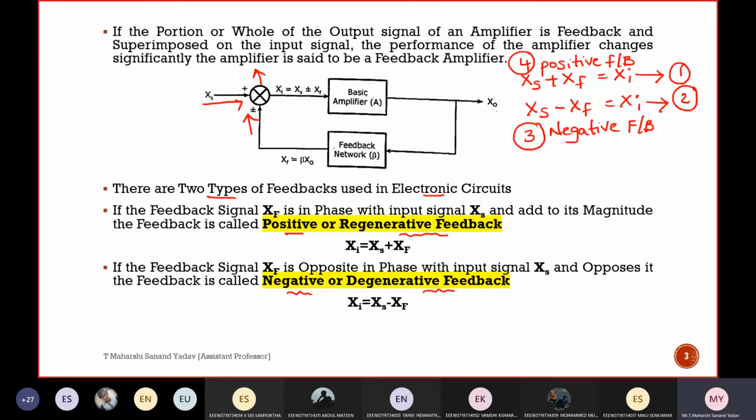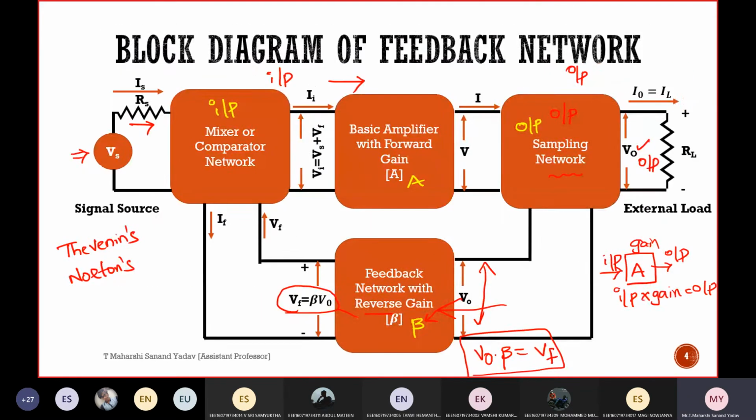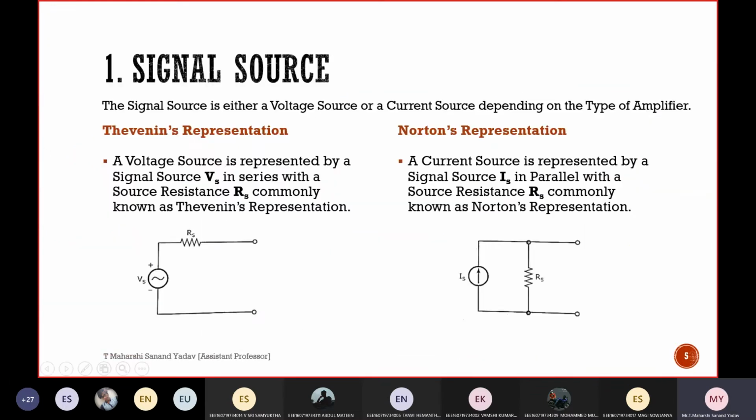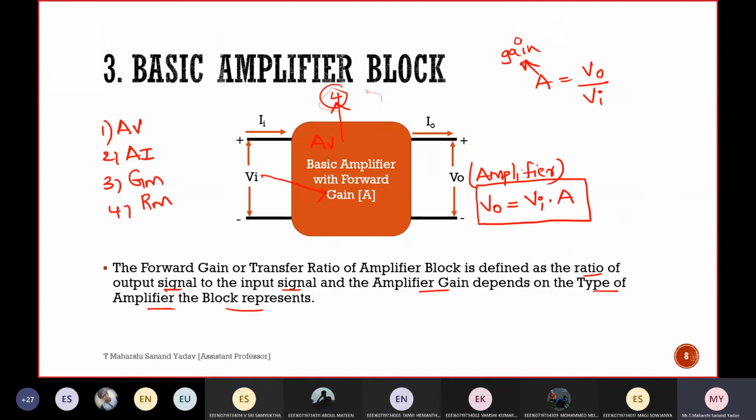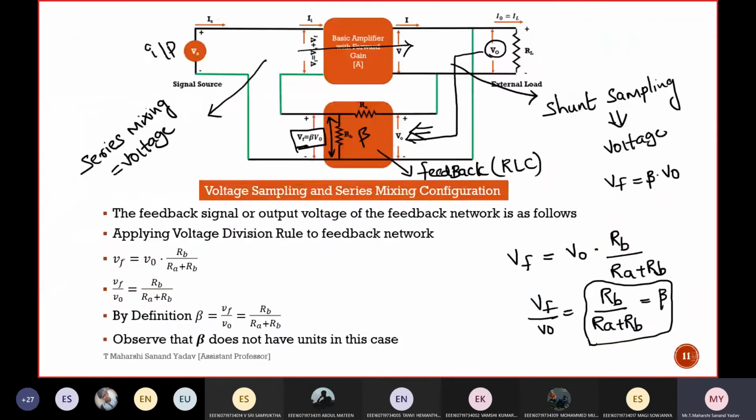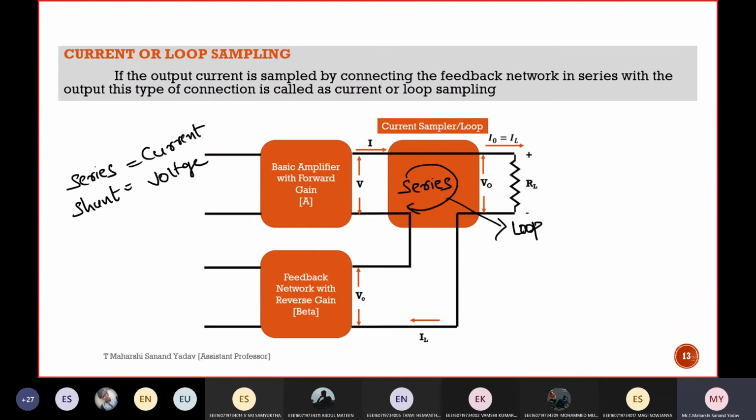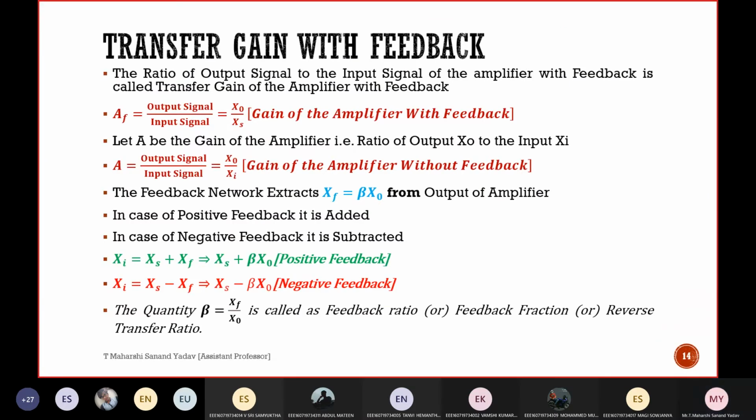This is also one of the long questions. He'll ask you to explain each and every block in detail. Like what is the signal source? What is the function of the mixer or comparator? And the basic amplifiers, you need to write about those 4 types of basic amplifiers. Again in the sampling part, voltage sampling, current sampling. Next is feedback. Each and every module you need to explain in detail. First, second, third, the fourth one is the feedback network block, and the fifth one is sampling. Is it clear for everyone, or any doubts?